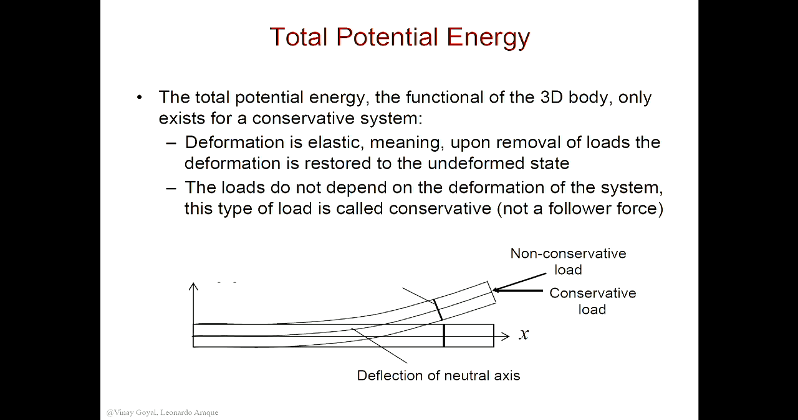In this case, the load does depend on the deflection. In that case, that's a follower force. So the total potential energy can only be well-defined when the deformation is elastic, number 1. Number 2, the load does not depend on the deflection of the beam. In other words, it's a conservative load. It only acts in one direction. Okay? Does that make sense, everybody?